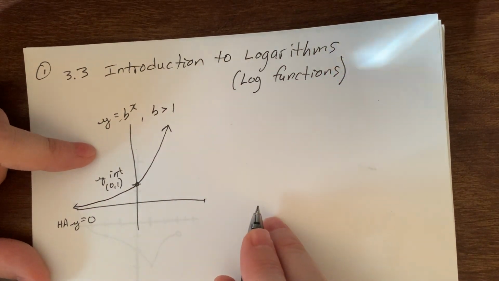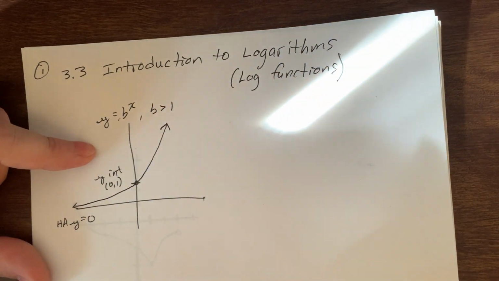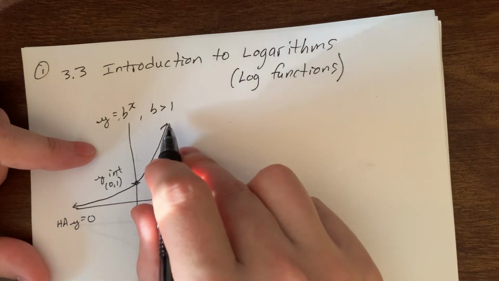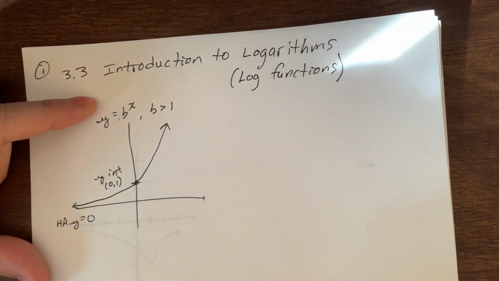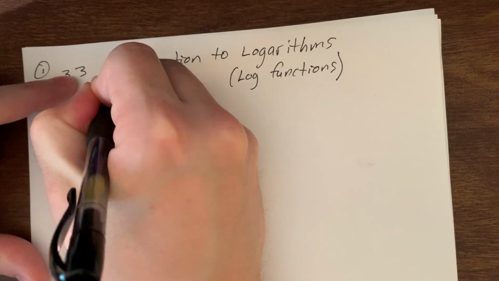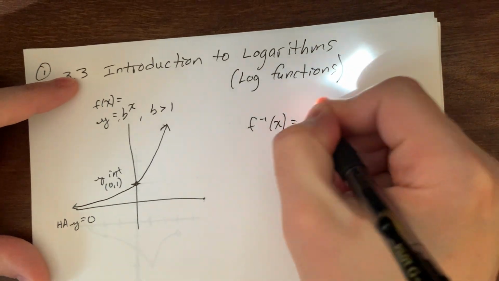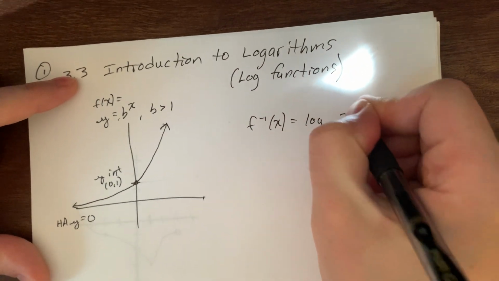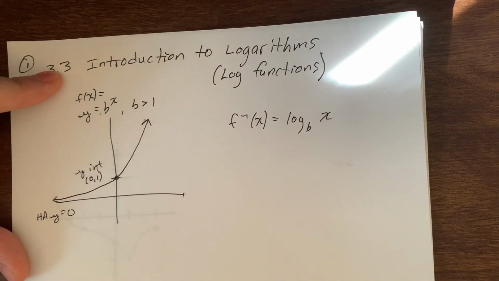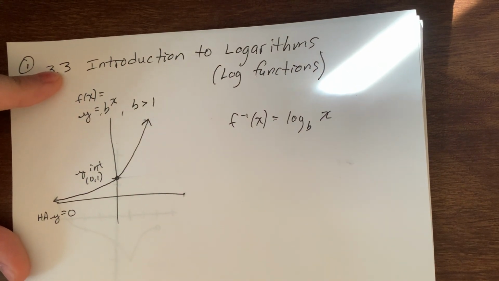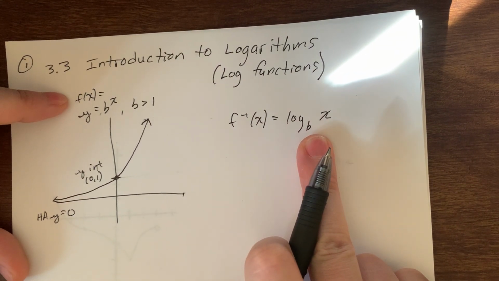So I want to start with this to point out that this new function that we've presented does pass the horizontal line test; this is a one-to-one function. So if this is our original function f, we define the inverse of that function as log base b of x. That is our definition of a logarithm. We are entirely basing our logarithms off the inverse of these original functions.